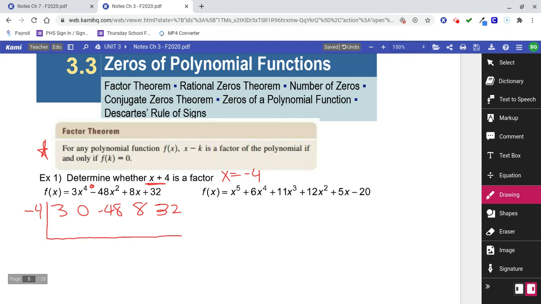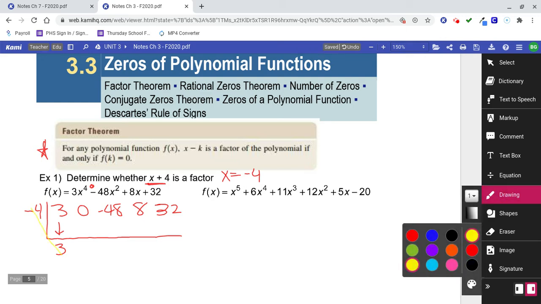So I think you're pretty good at synthetic division by now. Add straight down and multiply diagonal. Add straight down and multiply diagonal. And add straight down. Notice we get 0.